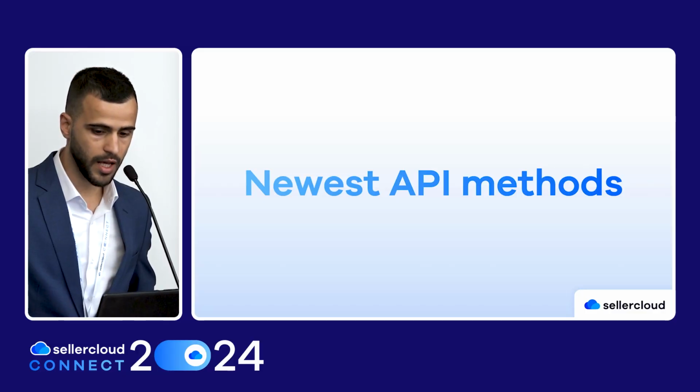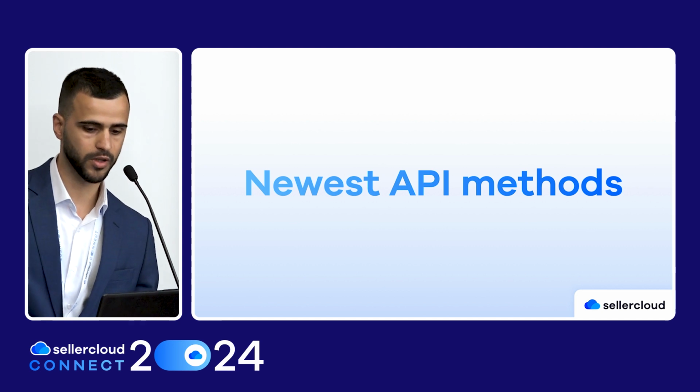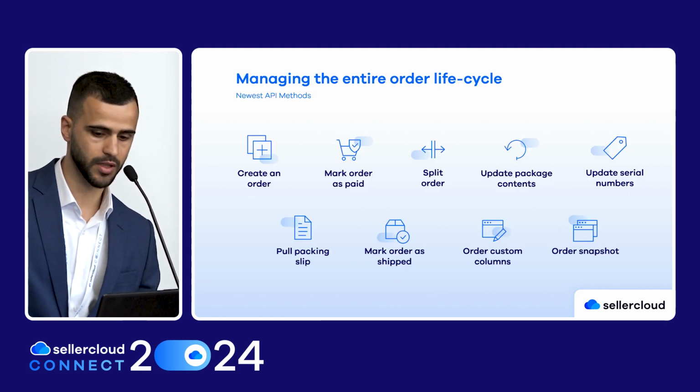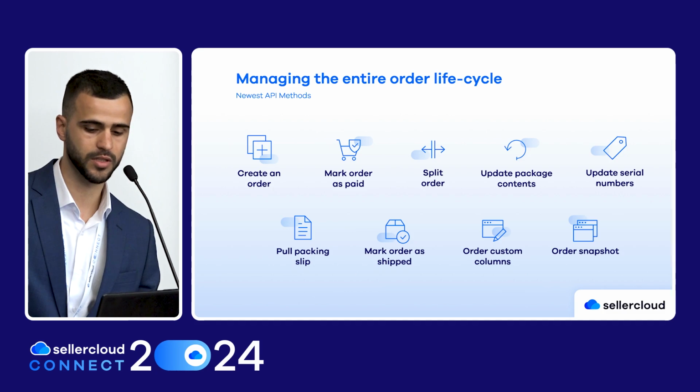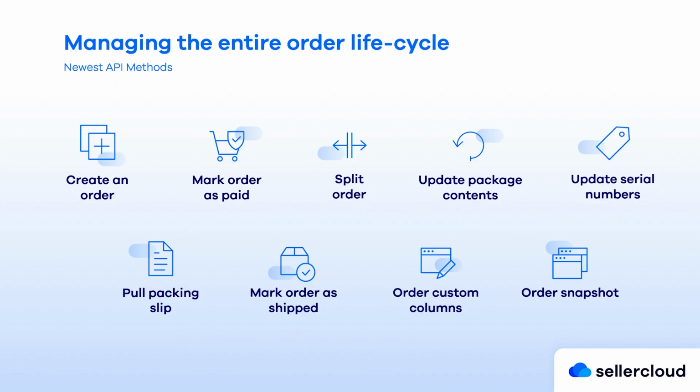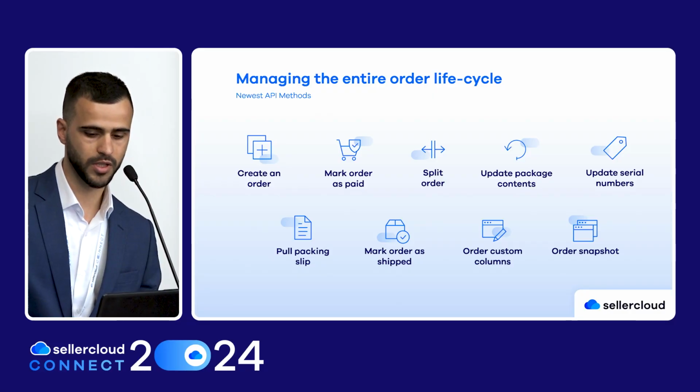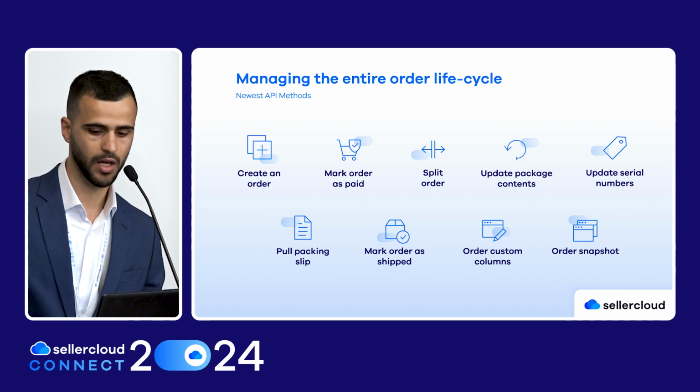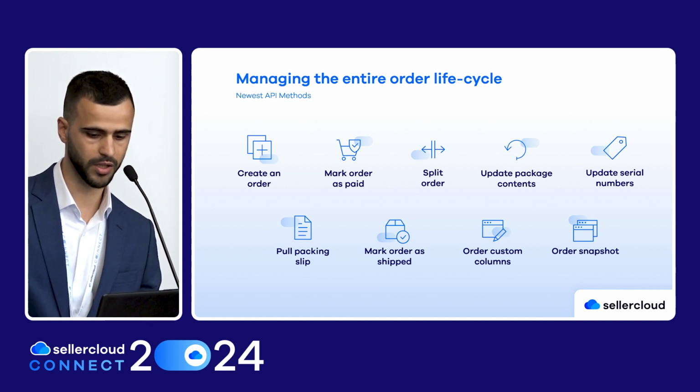In the last year, we've added many new order-related REST API endpoints, including endpoints for splitting orders, setting order packages and their contents. This means that we currently have support for managing the entire order lifecycle via the REST API. You can use the REST API to create an order, mark the order as paid, split it, update the package contents, update the serial number for the items, pull a packing slip for the order, and mark the order as shipped with multi-package support.